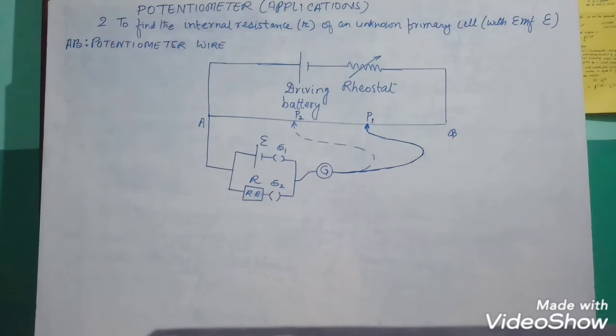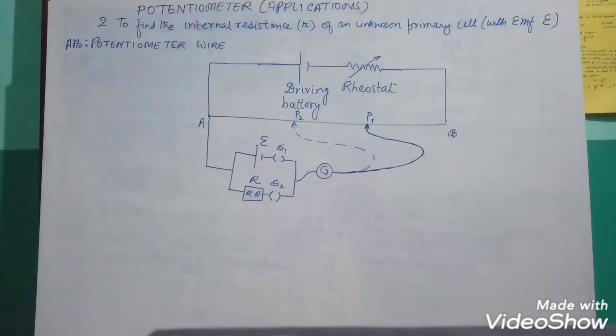Now let us start with the experiment. The first part of the experiment is very similar to the first part of the previous experiment, which was used to find out the ratio of EMFs of two unknown primary cells. We have to close switch S1, leave switch S2 open, so that the battery with EMF E comes into the circuit while the resistance box is kept out of the circuit.